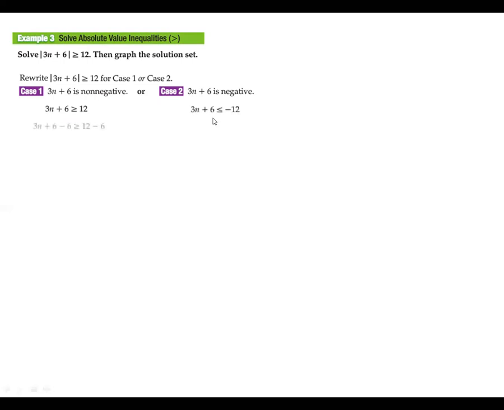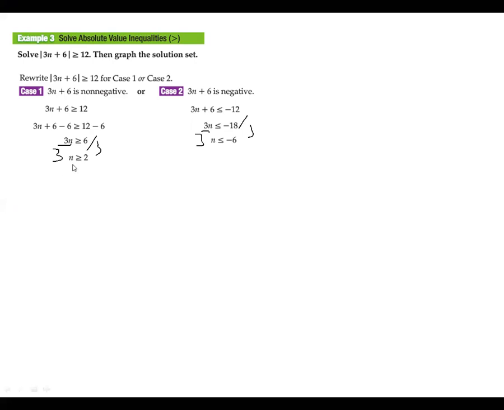So let's solve the absolute value of 3n plus 6 is greater than or equal to 12, then graph it. Case 1: 3n plus 6 is greater than or equal to 12. Or case 2: 3n plus 6 is less than or equal to -12. In both cases, you're going to subtract 6 from both sides, and then divide both sides by 3. We didn't write that here, but divide both sides by 3 here and here.